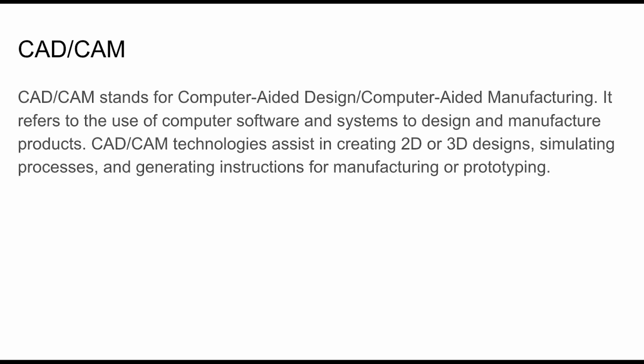CAD and CAM is software. CAD software is what engineers use to basically create 3D renderings of different new technologies that they want to test. So CAD stands for computer aided design, and CAM stands for computer aided manufacturing. It refers to the use of computer software and systems to design and manufacture products. CAD CAM systems assist in creating 2D or 3D designs, simulating processes, and generating instructions for manufacturing or prototyping.